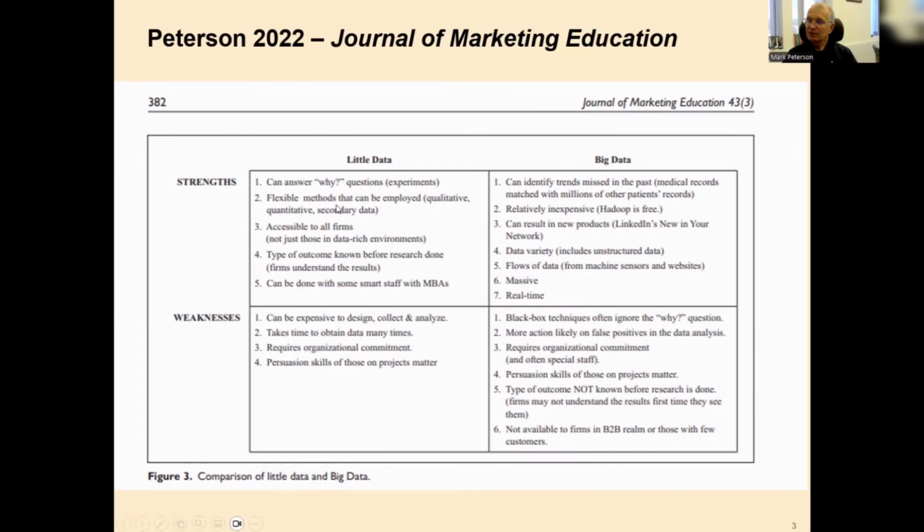Here, with little data, we're actually doing primary research, going out to the field, collecting data, maybe using secondary data, but we're doing this so that we can answer why questions for the most part. So seeing how variables relate to each other and what would lead particularly consumers to move toward purchase. This can be expensive to do and take a long time to collect and analyze.